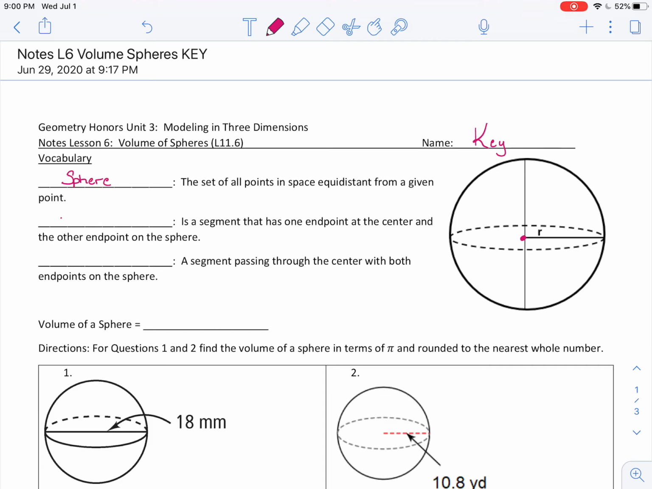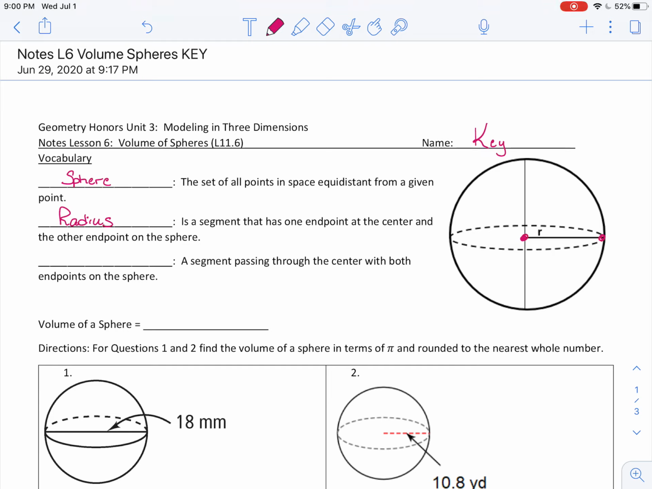So the radius, as always, is the distance from the center to the end. Here, the center is the center of the sphere and has its endpoint somewhere on the edge of the sphere. But if you go through the center and have your endpoints on the sphere, you're talking about the whole diameter at that point. So in this picture, this segment would be a diameter because it goes to the center, but each end is on the sphere. Whereas this guy starts at the center.